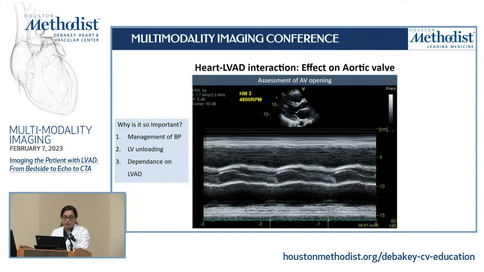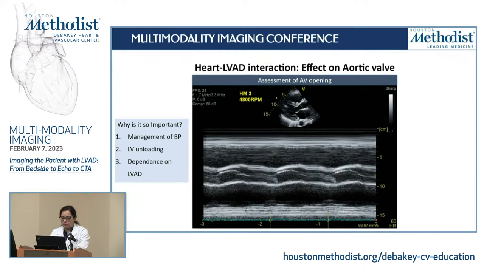Our blood pressure is different when you have aortic valve opening versus not. When it doesn't open, the blood pressure that we get from Doppler is your mean arterial pressure, and when it does open, that Doppler blood pressure is your systolic blood pressure, so super important. So if it's on the report, it does help me, and I don't have to go and open the report.